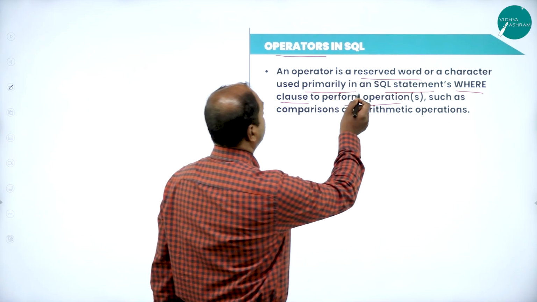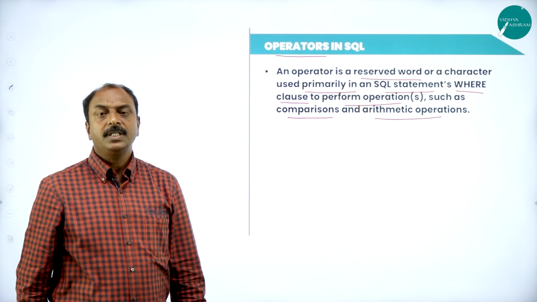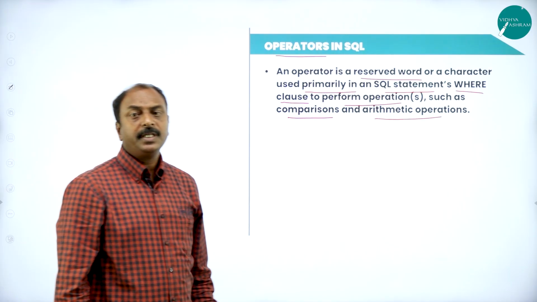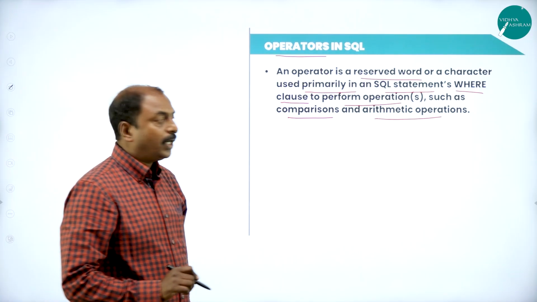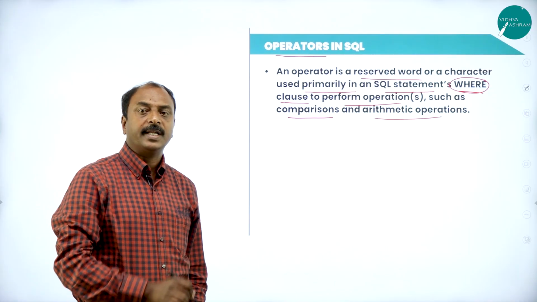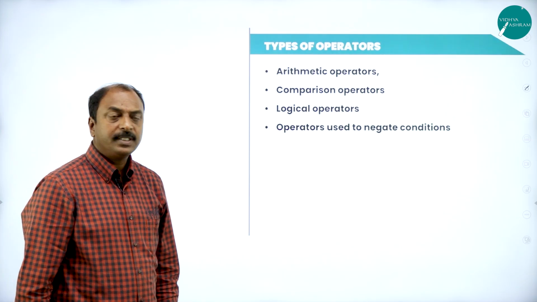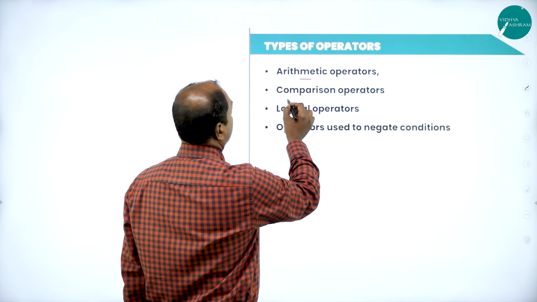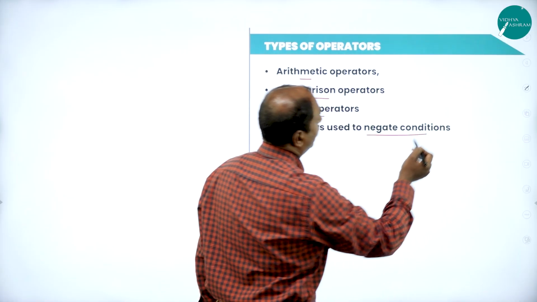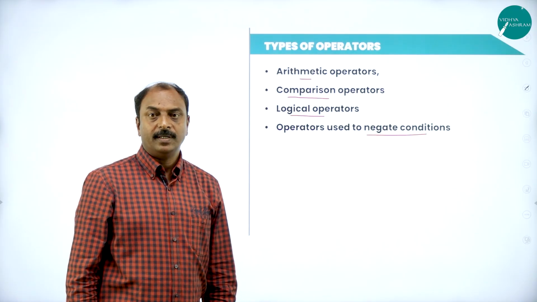We have operators for comparison as well as arithmetic operations. So, in general, an operator does a specific operation. It is a type of reserved word used in SQL commands, and we are using this along with the WHERE clause. We are using different types of operators along with the WHERE clause. Now, let us see the different types of operators. One is arithmetic operators, comparison operators, logical operators, and operators for negate conditions. These are all different types of operators of SQL.